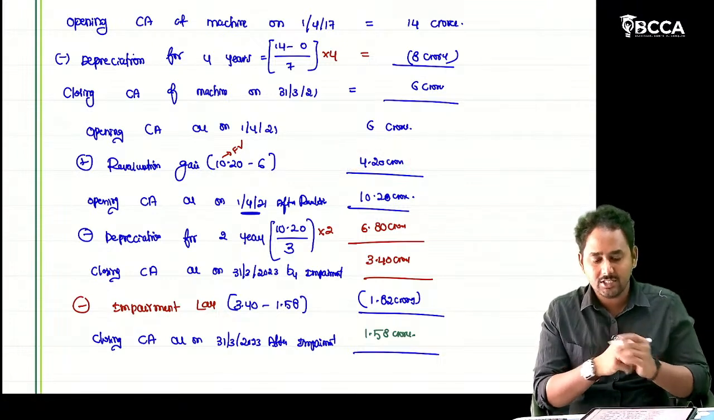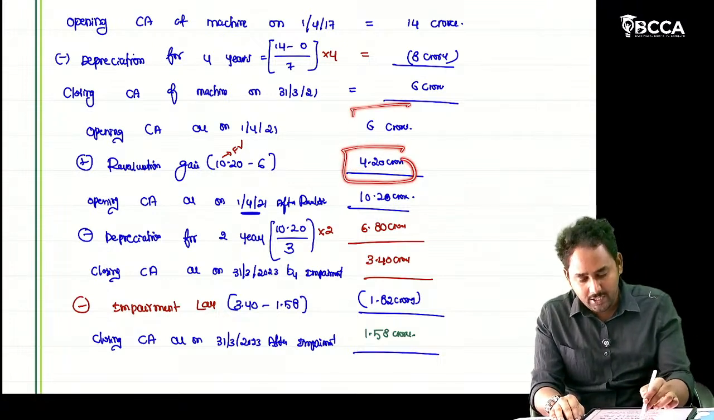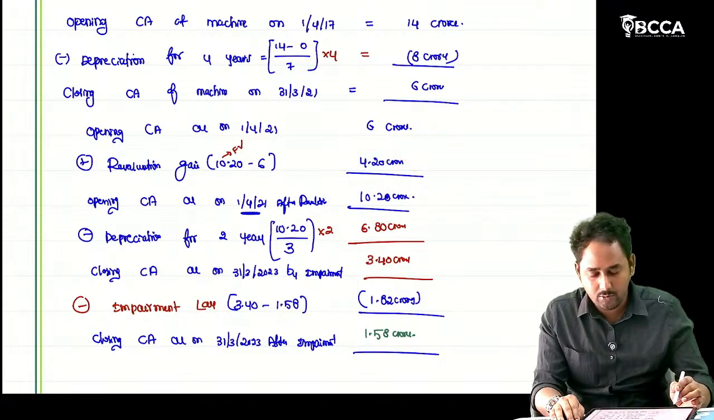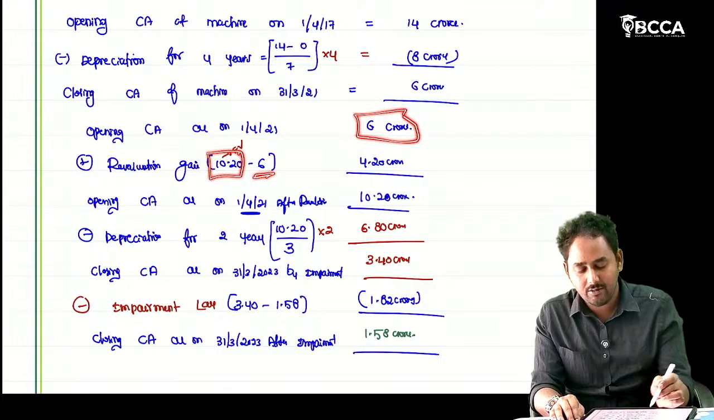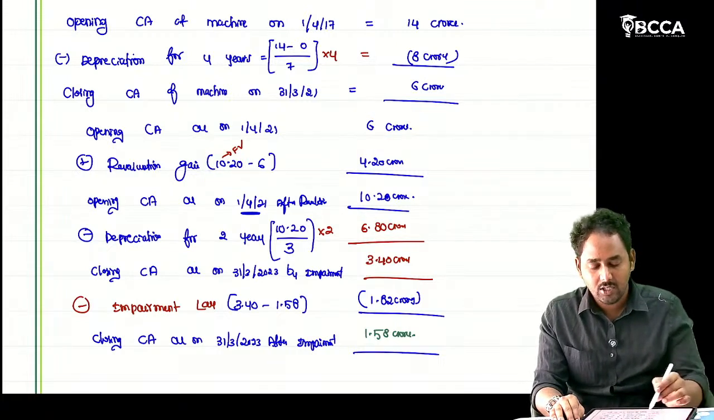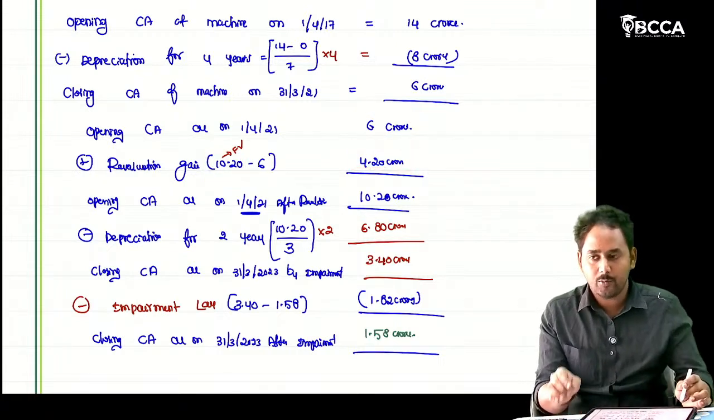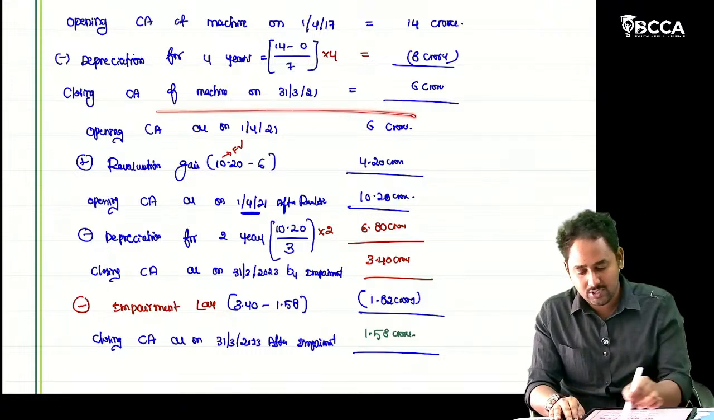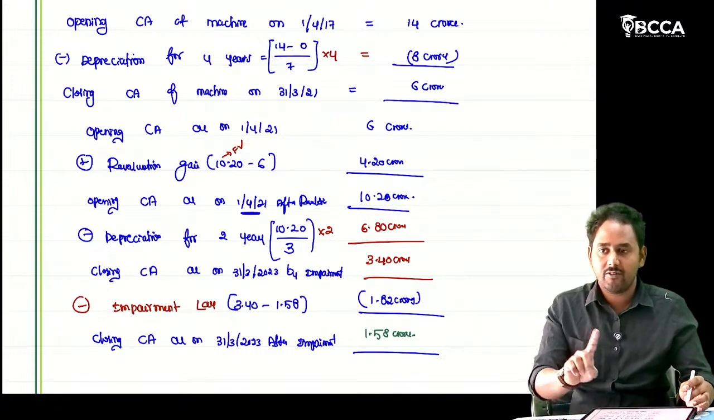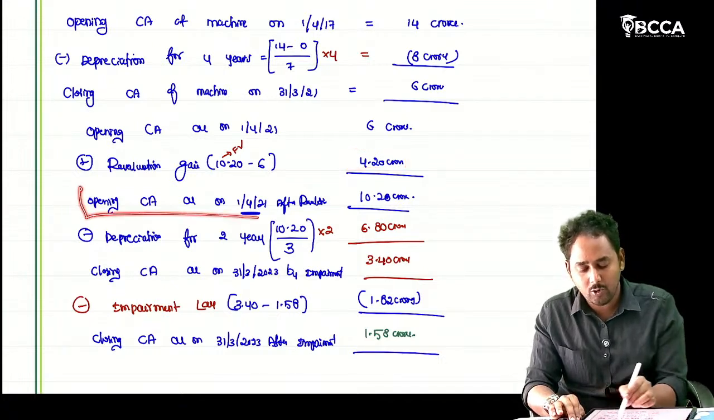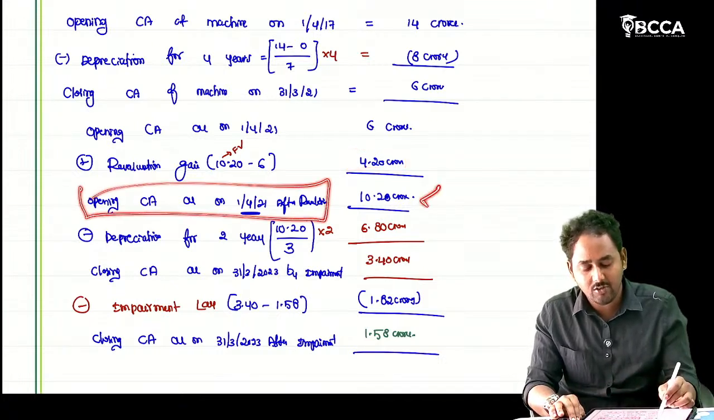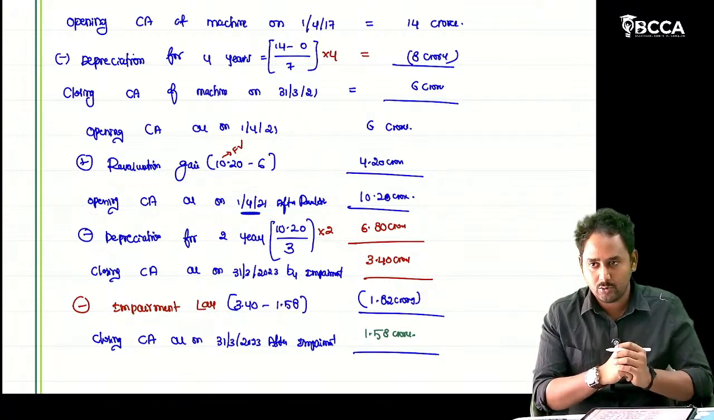How did you get this revaluation gain? Opening carrying amount as on 1/4/21. Fair value 10.20 minus carrying amount 6 crores, and I got the fair value gain of 4.20 crores. So this is the opening carrying amount before the effect of revaluation. Then I gave the effect of revaluation, and I got the opening carrying amount after revaluation of 10.20 crores.